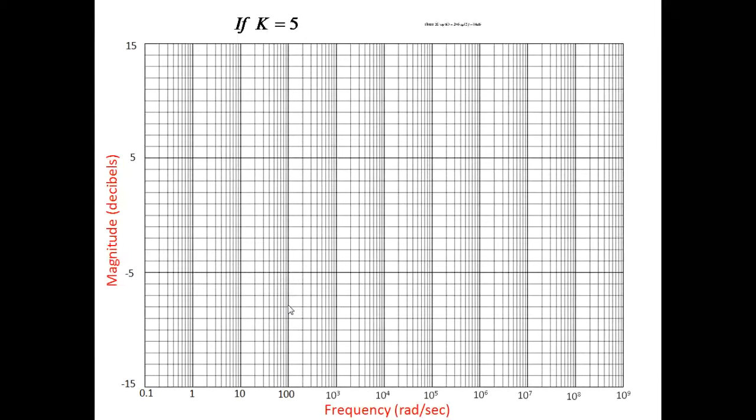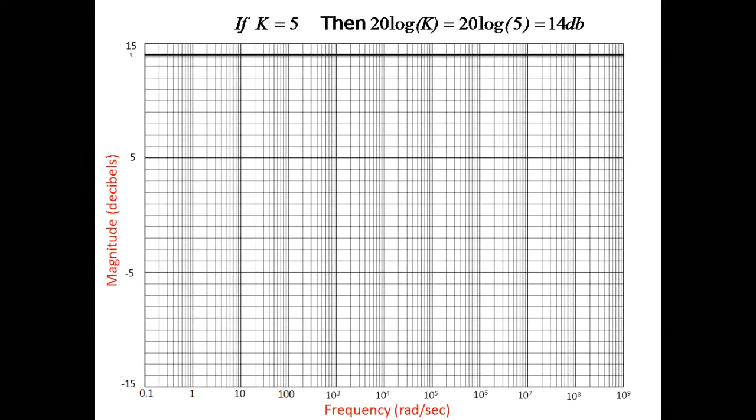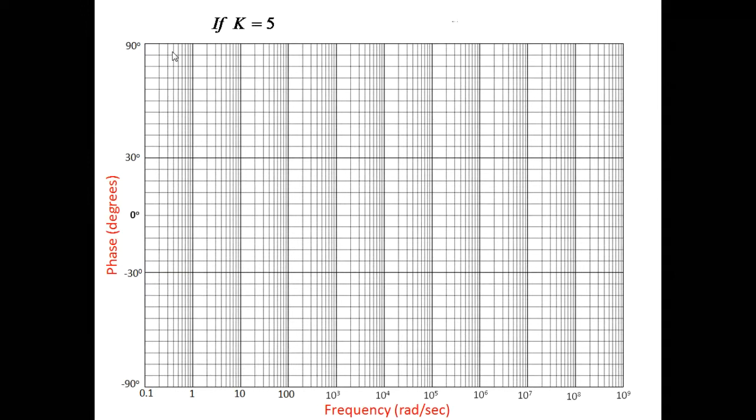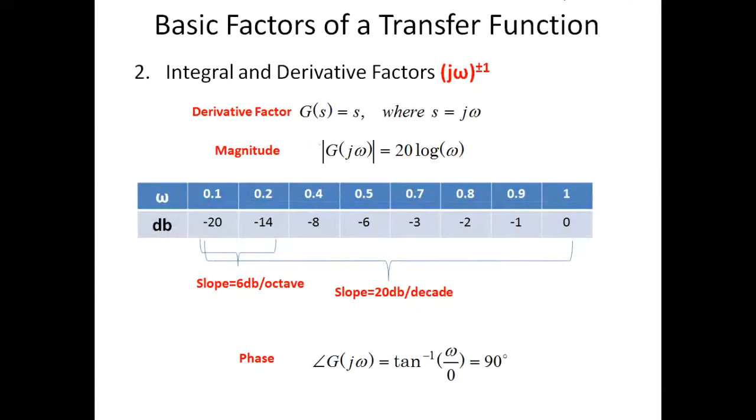For example, if we have k equal 5, 20 log k equals 14 decibels, and we can represent this in the magnitude curve as a line at 14 decibels. For the phase, it has no effect because it's 0. So here the phase is 0 for k equal 5.